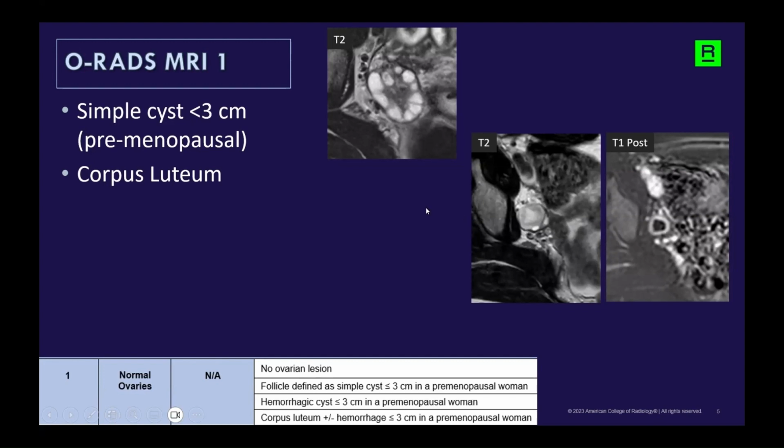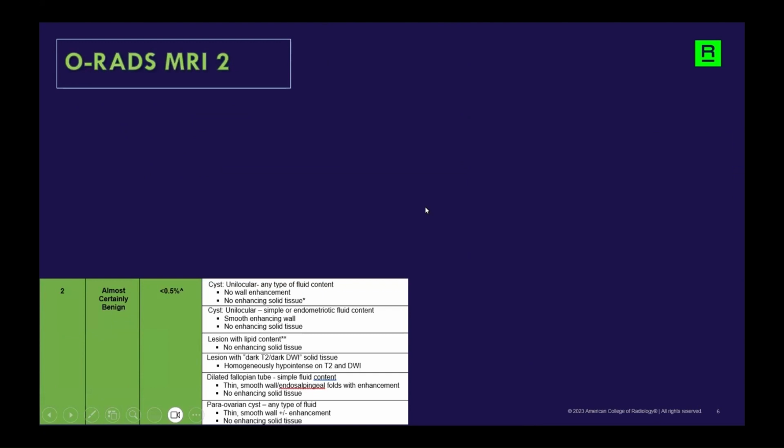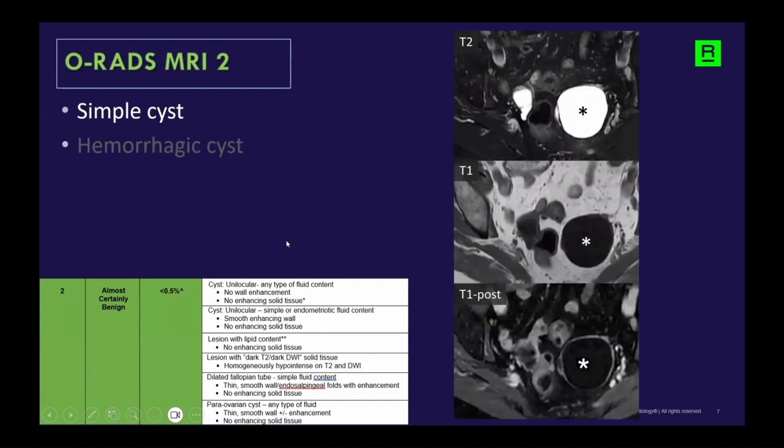You can see an example here of a corpus luteum on these lower images demonstrating a crenulated margin and a thin enhancing wall. So O-RADS MRI 2 lesions are almost certainly benign, with a positive predictive value for malignancy of less than 0.5%. This category includes unilocular simple cysts with or without wall enhancement. You can see this example here on the right of a simple cyst, T1 hypointense, T2 hyperintense with a thin enhancing wall. All unilocular cysts with no wall enhancement, regardless of the type of fluid, are O-RADS MRI 2.